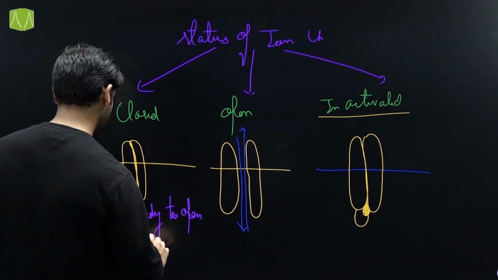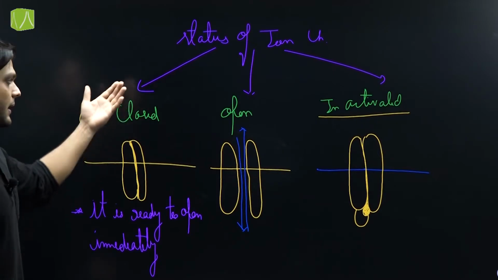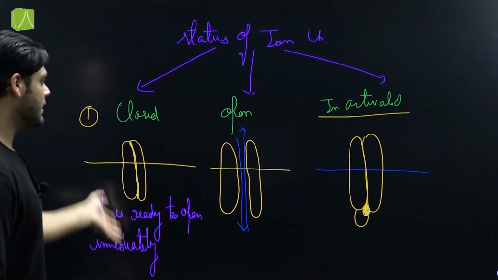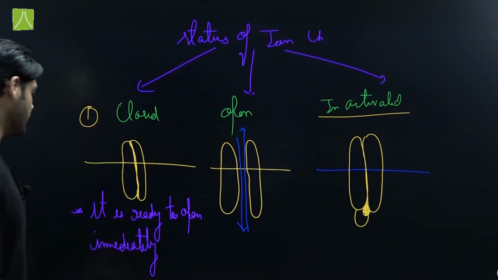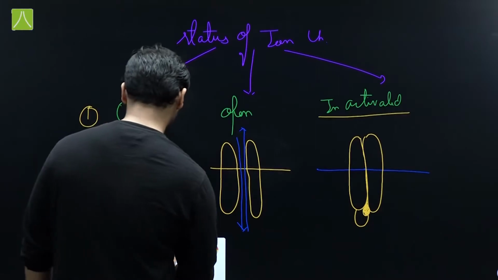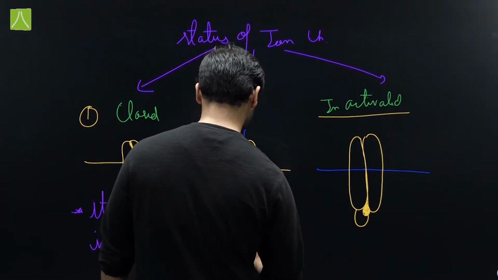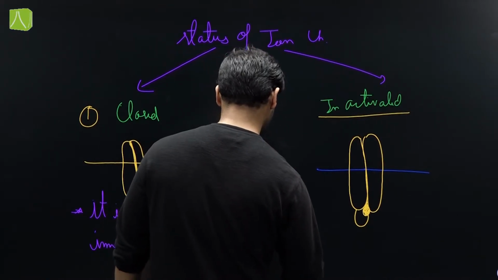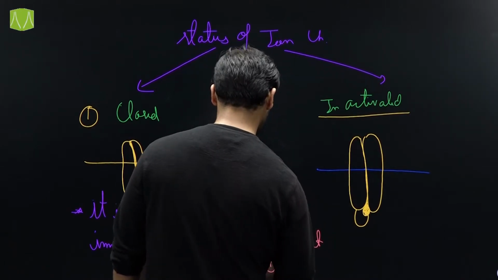And when it will open? When the specific condition comes. If it is a mechanical gated ion channel, the mechanical condition will occur, this ion channel will be open. If it is a ligand gated ion channel, ligand will bind with it and this channel will be opened. And this is the open channel. This is self-explanatory. We can say ion movement is running through it.